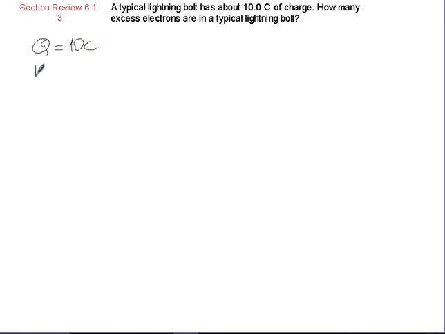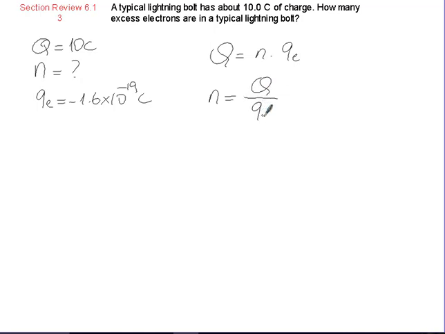Then the number of electrons is wanted, and we know the charge of an electron is minus 1.6 × 10 to the power of minus 19 coulomb. So total charge is equal to n multiplied by the charge of an electron. Here n is wanted, so n is equal to Q divided by the charge of an electron. Then n is equal to 10 coulomb divided by 1.6 × 10 to the power of minus 19.